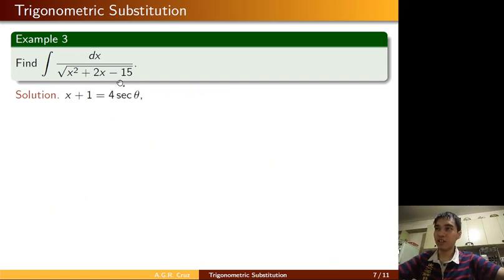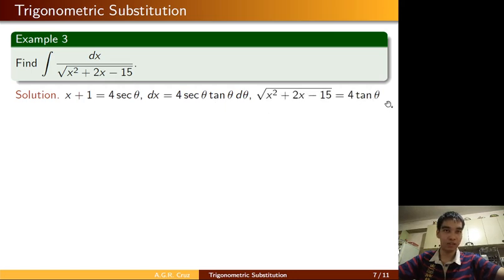Okay, we're now ready to integrate this one. But first, let's take note of our substitutions. The x plus 1 is this. The dx is this one. And this is equal to 4 tangent theta.